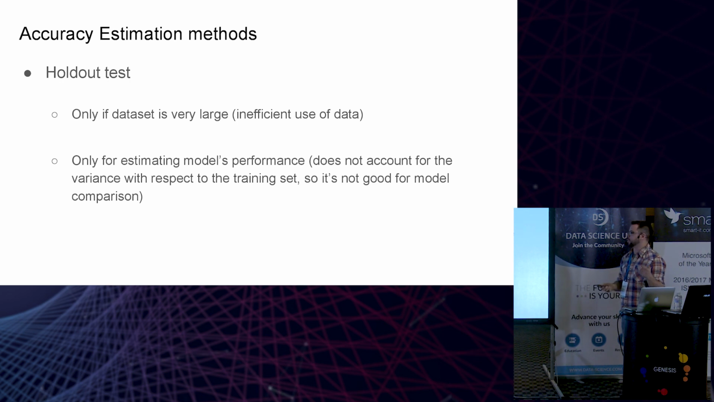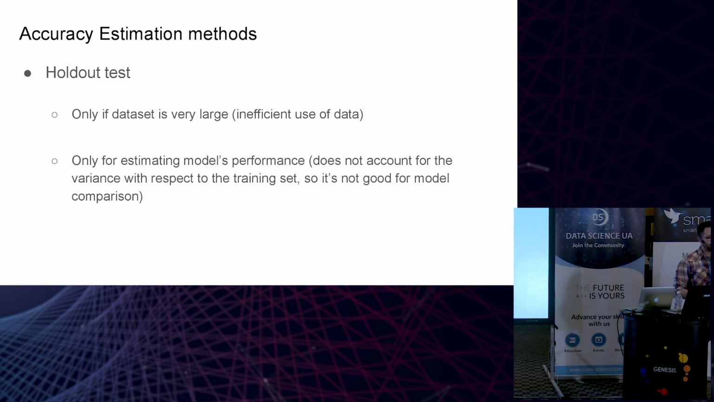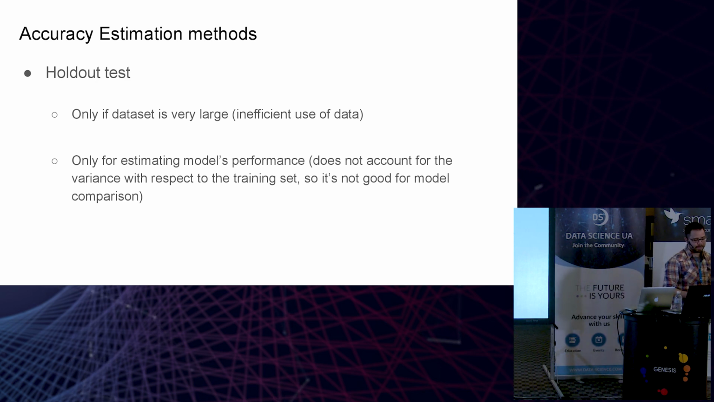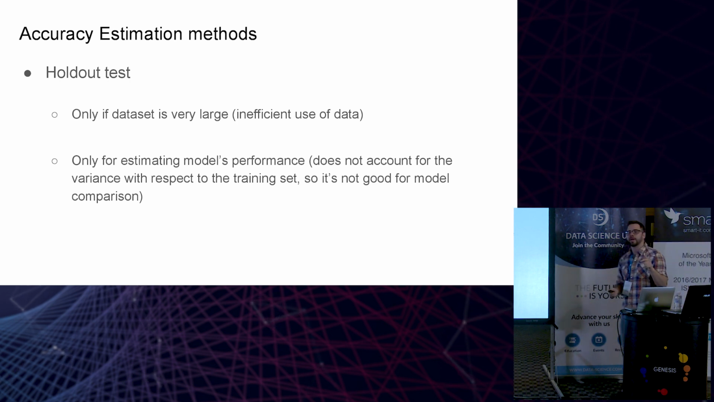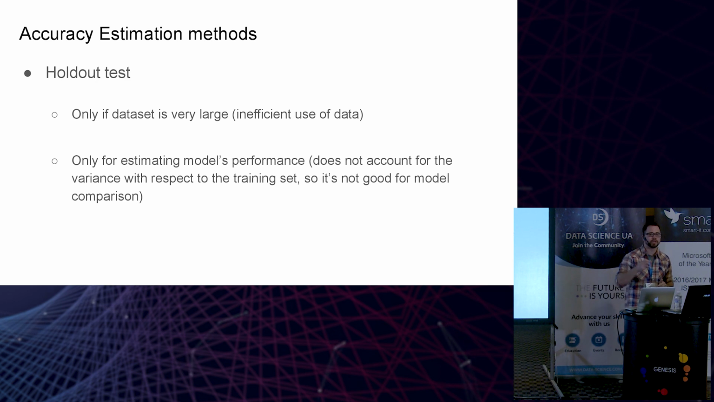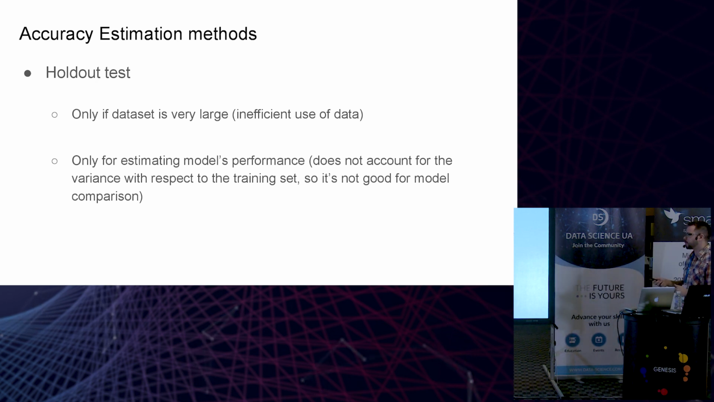Okay, holdout test. This is the most famous one. This one actually you should try to avoid, and there's only one specific case where you should use holdout test: only if data is very large, and only if you're interested in the model's performance. If you're not interested in doing model selection. If you're doing model selection, even if you have big data, it's always better to do cross-validation. Again, for the same reason of variance.